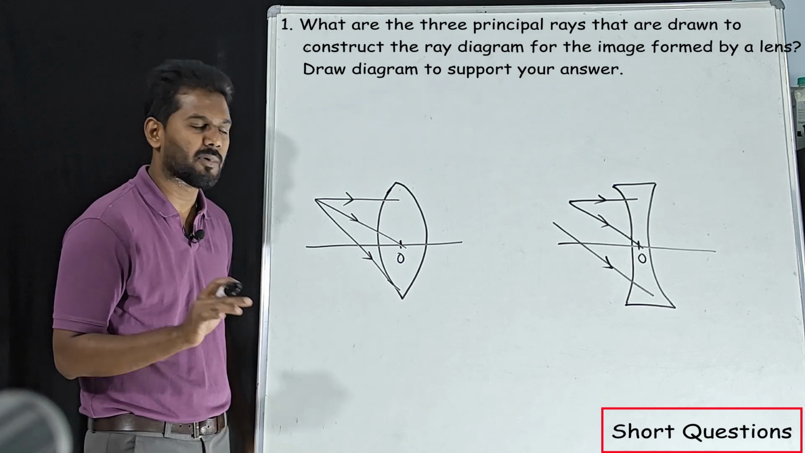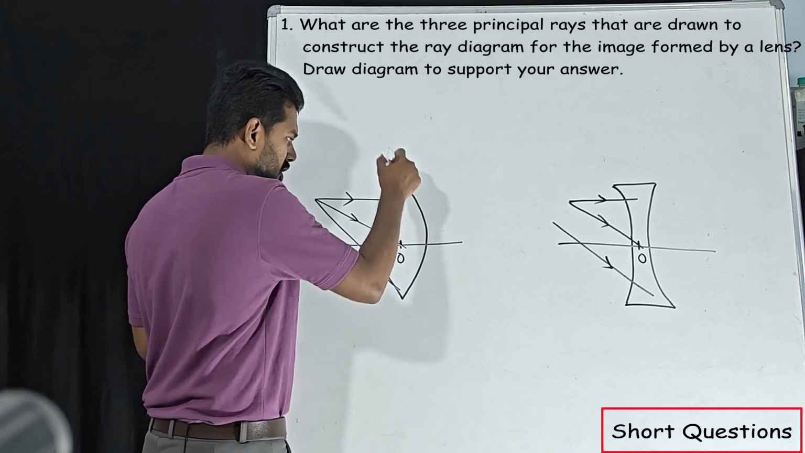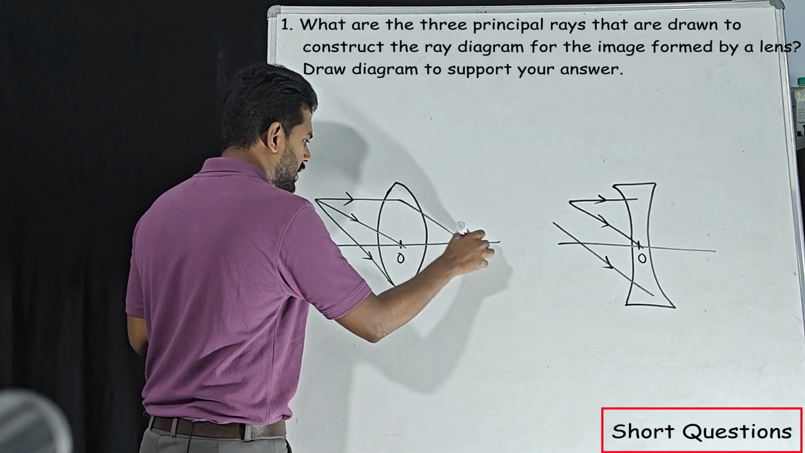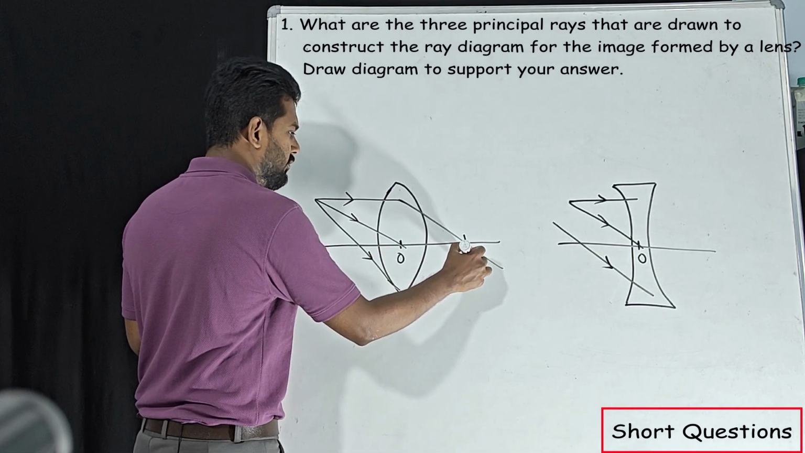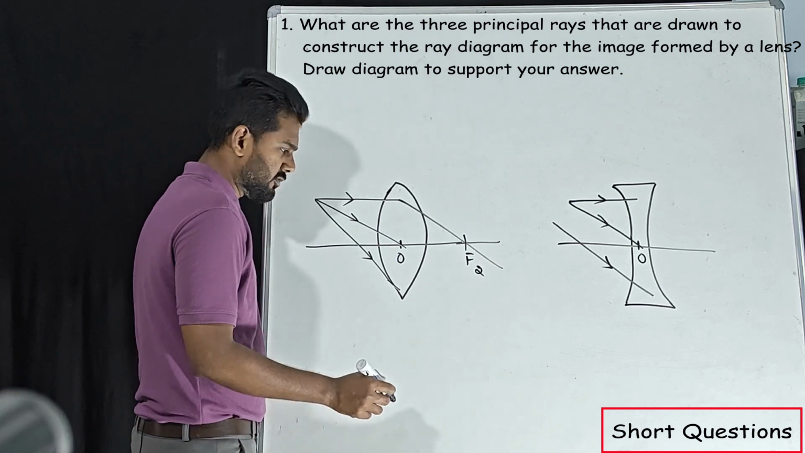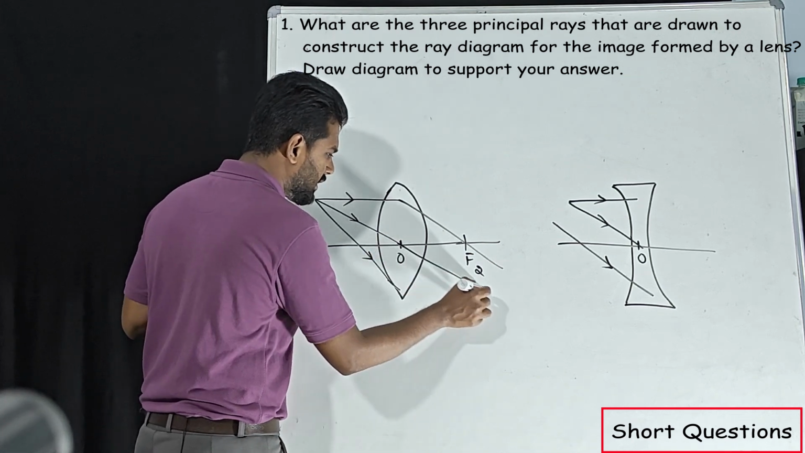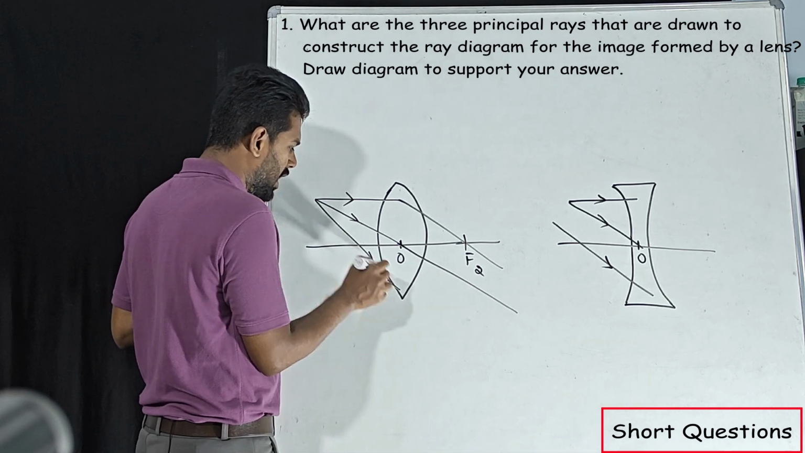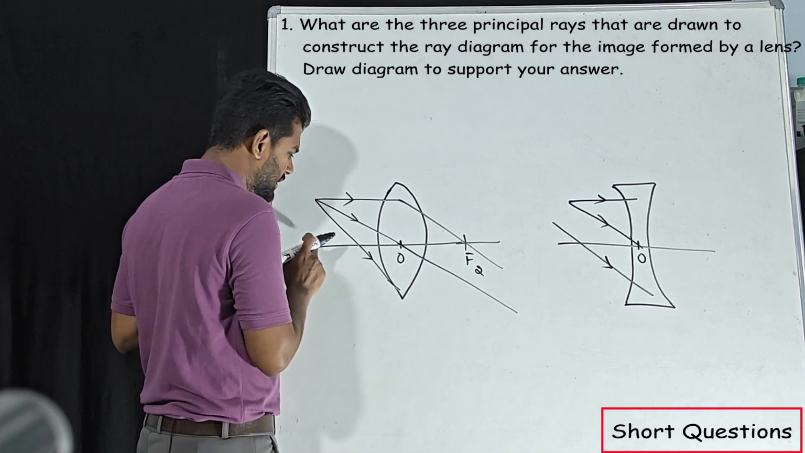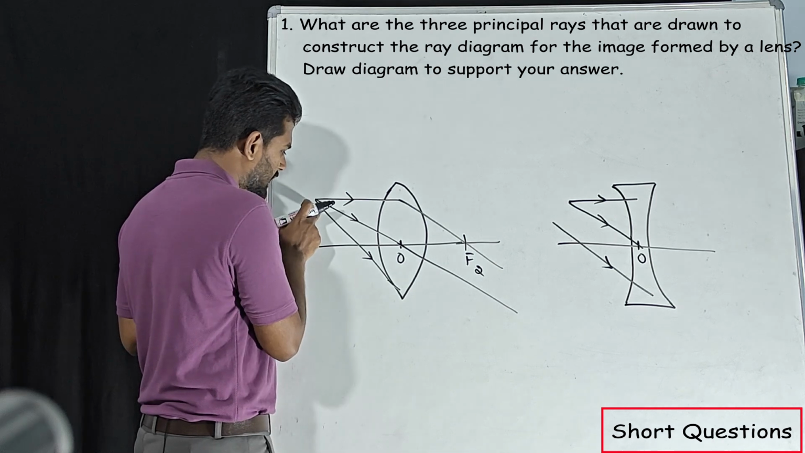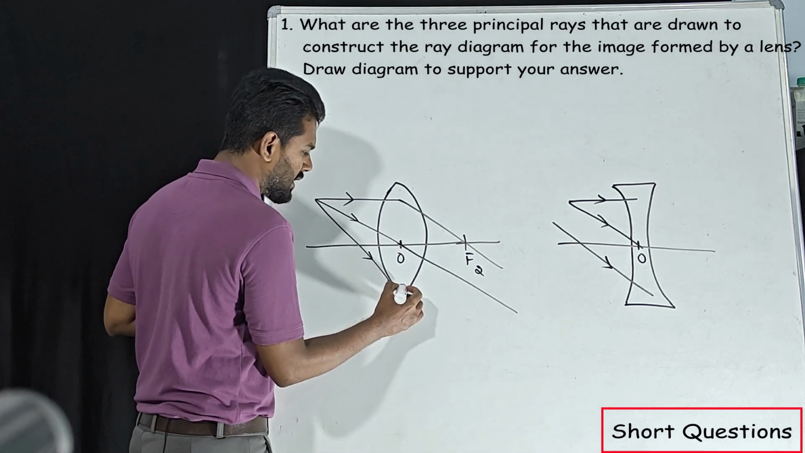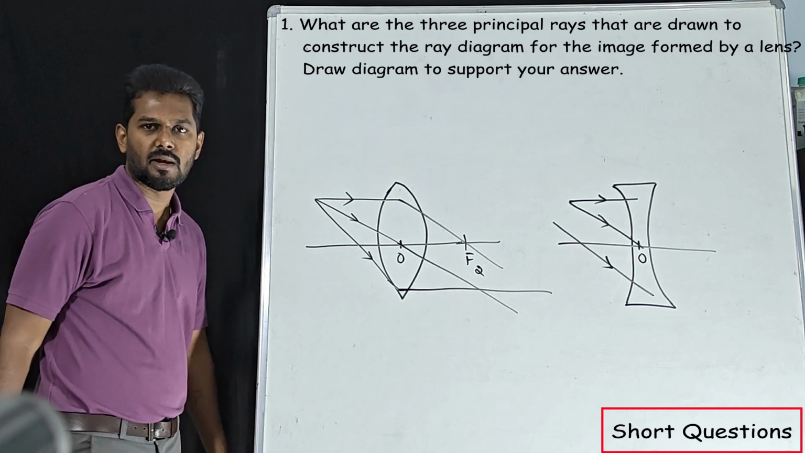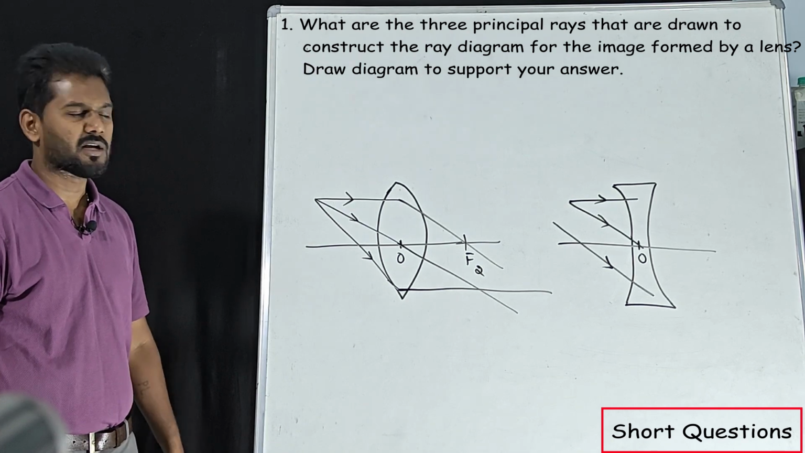After refraction, what happens? See, we know in convex lens, if it is parallel to principal axis, it converges at f2. If it is passing through optic center, it passes without deviation. If it is not parallel to principal axis, see, this is the principal axis, right? If this ray is not parallel to principal axis, after refraction it becomes parallel. So these are the rays they are talking about.